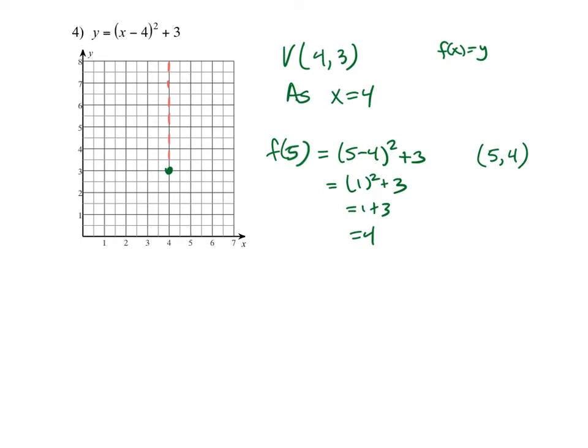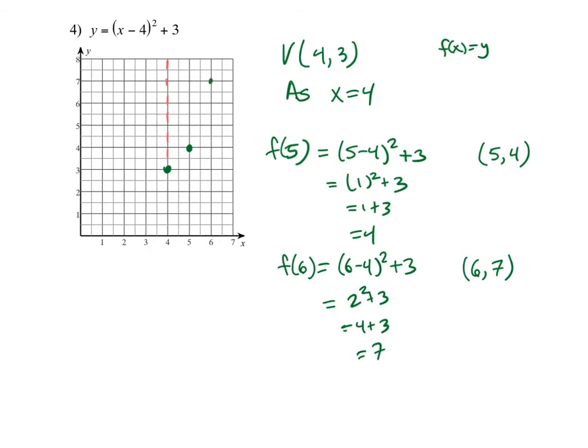Then I'm going to substitute 6. So f(6) equals (6 - 4)² + 3. 2 squared plus 3 equals 4 plus 3 is 7. So I have the point (6, 7). And I'm going to mark those points. So (5, 4) is this one right here. (6, 7) is this one up here. And again, I'm going to count. So I have 1, 2 to the right, 1 and 2 to the left. I have 4 to the right, I have 4 to the left.